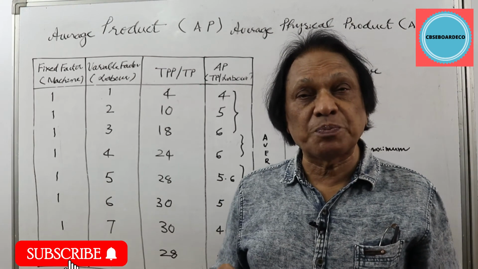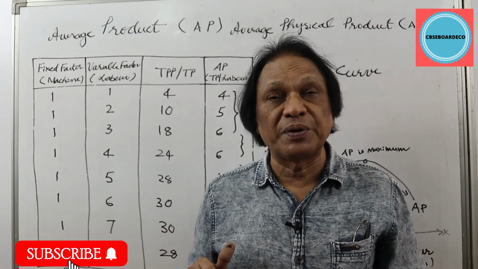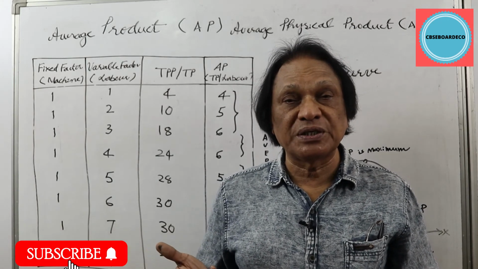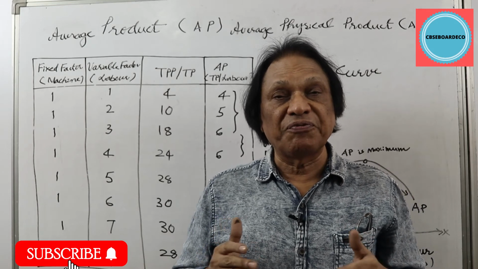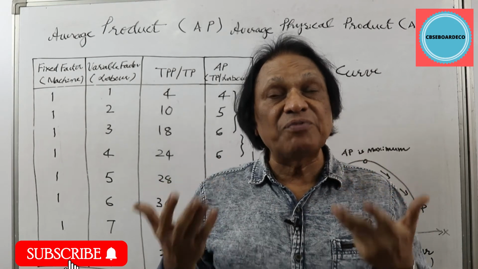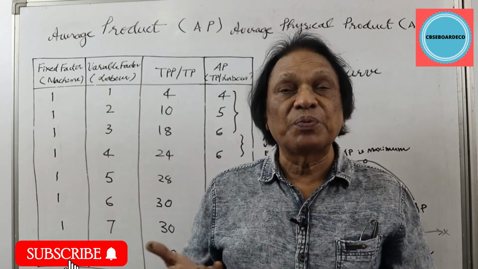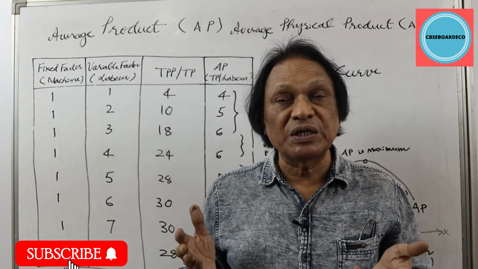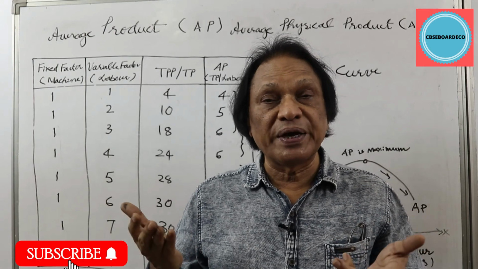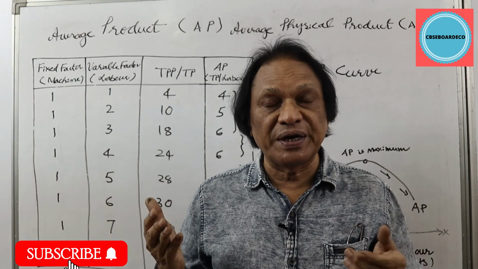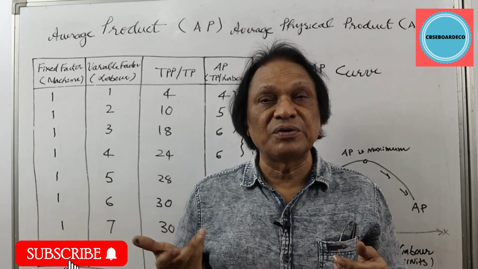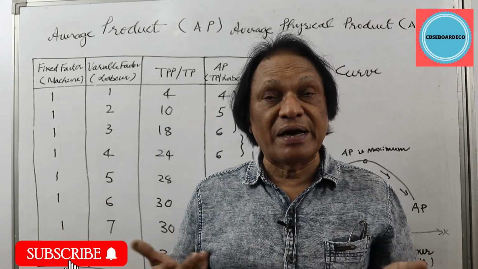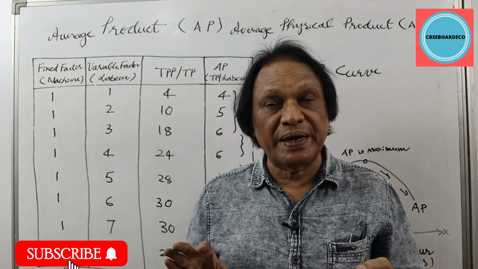So what did you get? Average product is per unit production of a labor. AP is equal to TP upon labor units. For example, if 5 laborers have produced 50 units, average product will be total product TP upon labor units, 50 upon 5, that comes up to be 10. That means on an average each laborer is giving you 10 units.